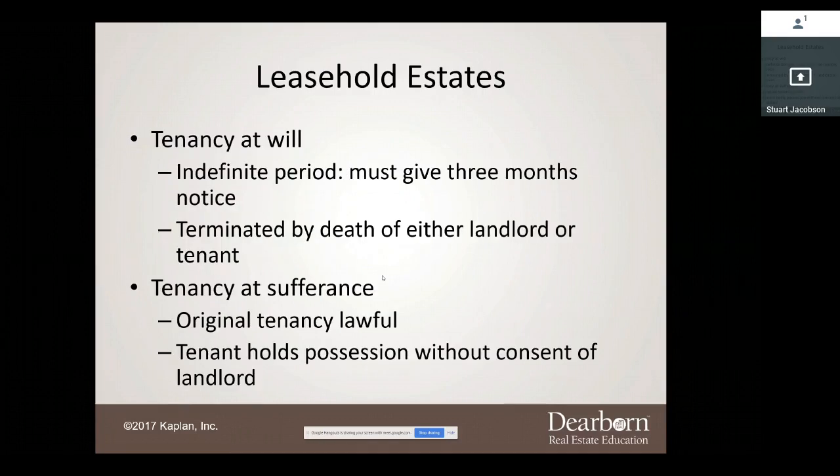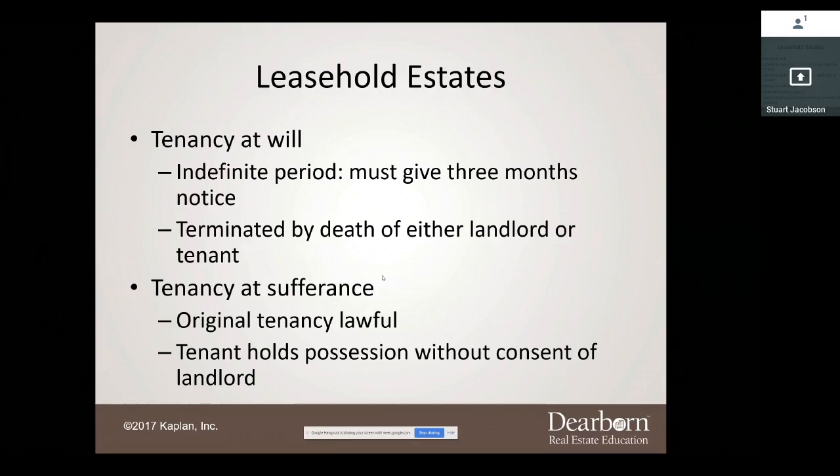Now the last 2 types of leasehold estates is a tenancy at will. So tenancy at will is an indefinite period of time. However, in order to end it, they must give 3 months notice. This is interesting about this one. So it's for an indefinite period of time.